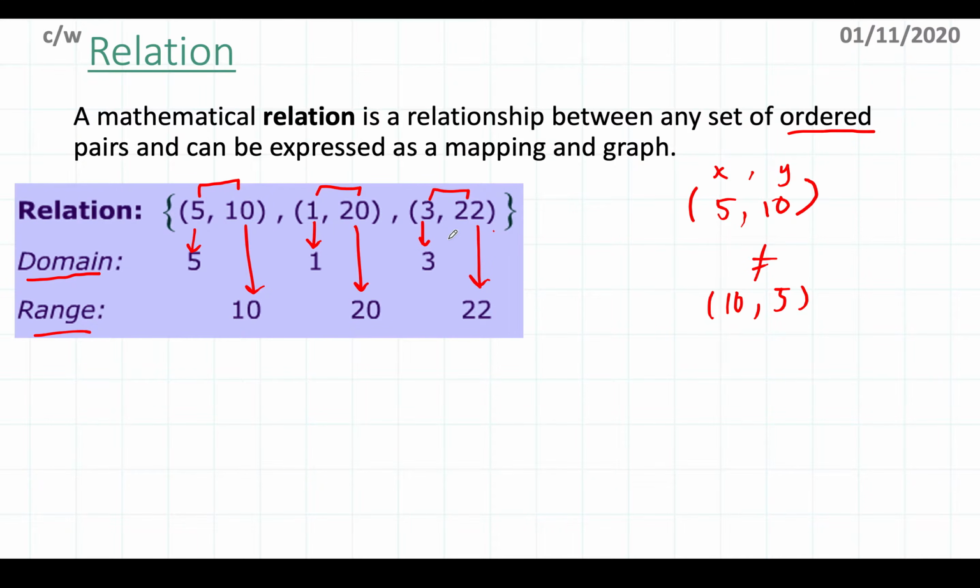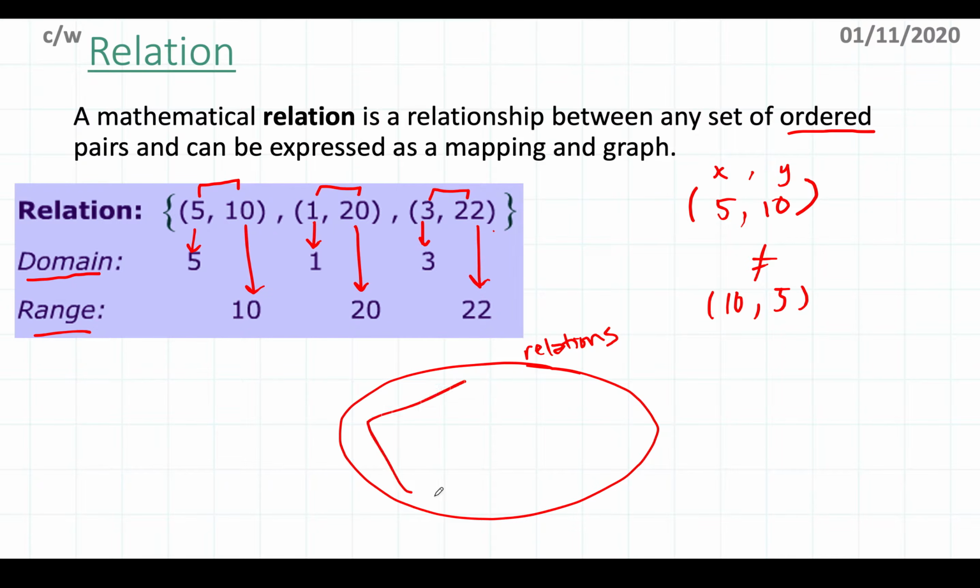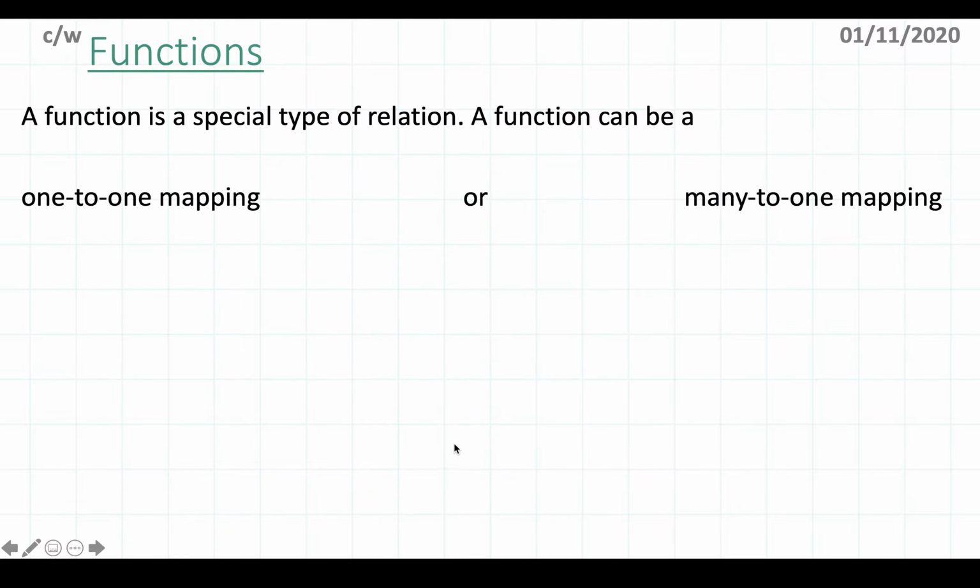Now you can create as many relations as you want, you could come up with random ones if you want to. But there are special types of relations. Imagine this big group being all the possible relations you could create. It will be a big group. And a section of that will be called functions. So a special type of relation is a function.